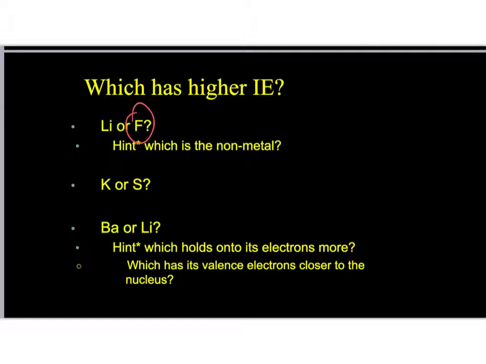Then we have potassium and sulfur. With that one, sulfur is going to be further up and further to the right. So sulfur is definitely going to have the higher ionization energy. And then barium and lithium. We look at barium and lithium. And so lithium is definitely going to have the greater ionization energy because it's higher than barium.